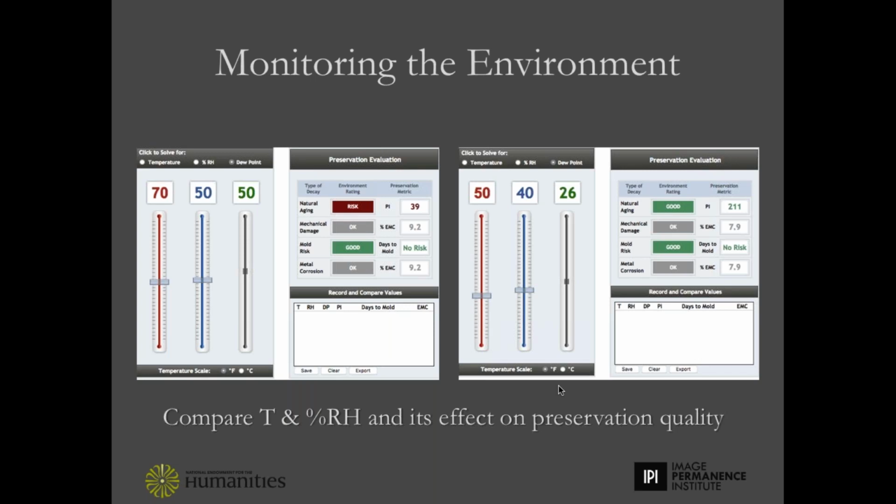The higher temperature over here causes a risk of chemical decay for your organic materials to accelerate, right? So now we're at risk. We have this big red sign at risk. Lowering the temperature gives us a better preservation index. That's the PI there. So I'm quickly going to explain what each of these metrics means, right? So we have the PI, percent EMC, mold risk, days to mold, and so on.